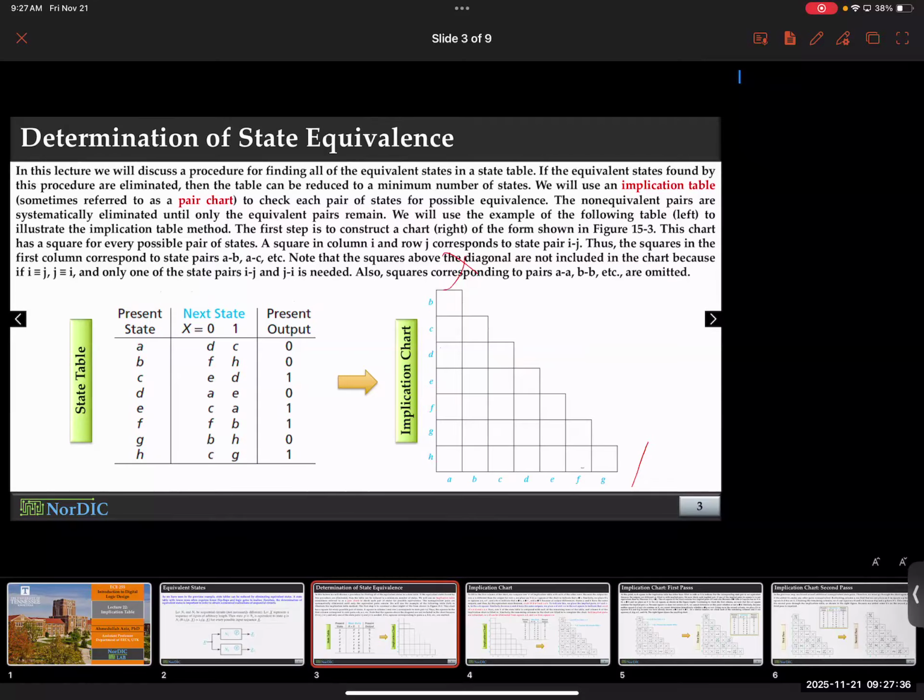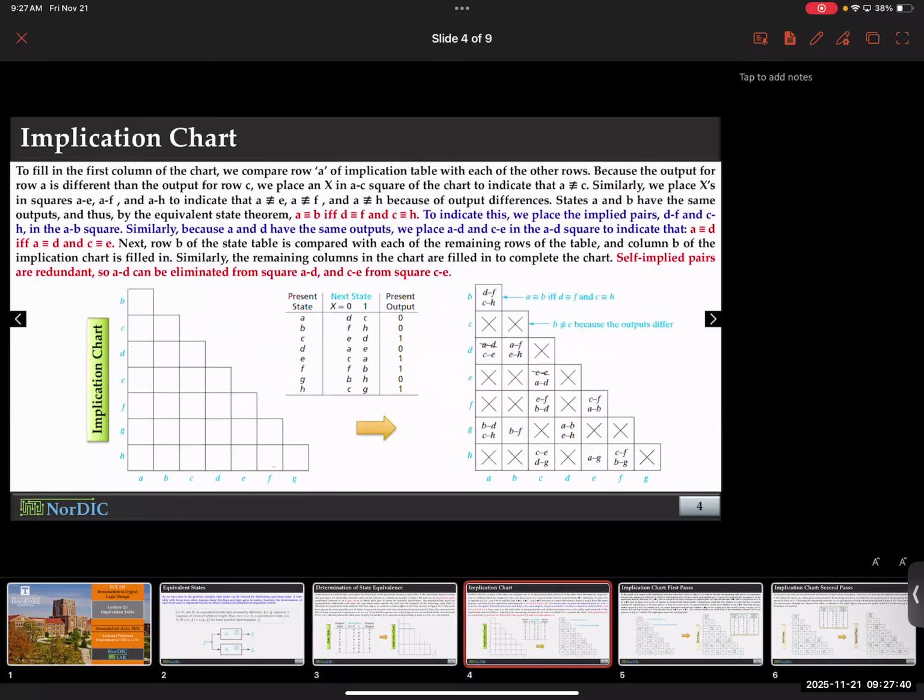Okay, all right. So now let's move on to the next slide and show you how to fill out this empty state. So now you have this is called an implication chart. Okay, and we're gonna fill out the implication chart with something.